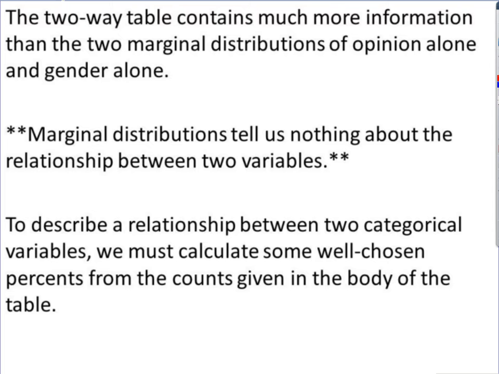This is section 1.1, part B, relationships between categorical variables, conditional distributions. The two-way table contains much more information than the two marginal distributions of opinion alone and gender alone. Marginal distribution tells us nothing about the relationship between the two variables. To describe a relationship between two categorical variables, we must calculate some well-chosen percents from the counts given in the body of the table.